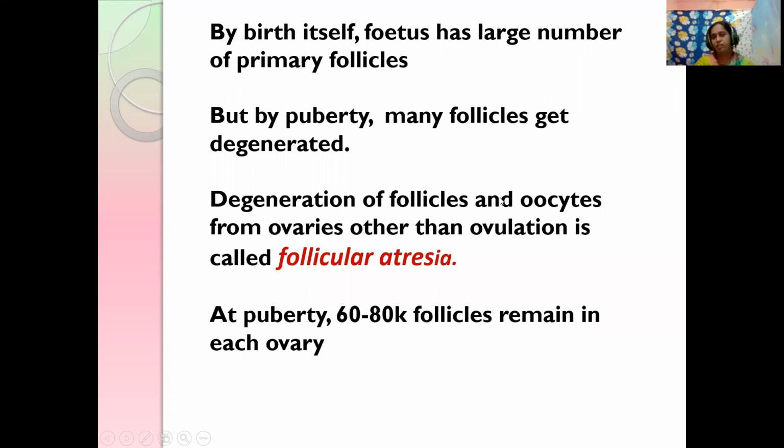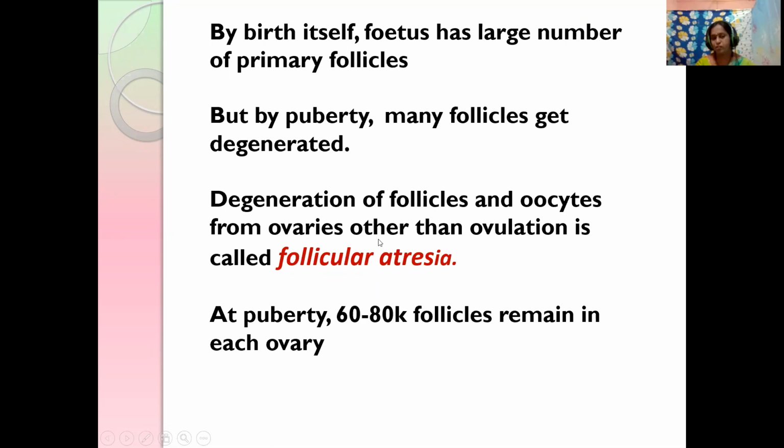And how many follicles are released, students? Actually, they have millions of follicles, but by the time they reach puberty, many follicles have degenerated. This degeneration of follicles by the time they reach puberty is called follicular atresia. Terms like these will be asked in your competitive examinations.